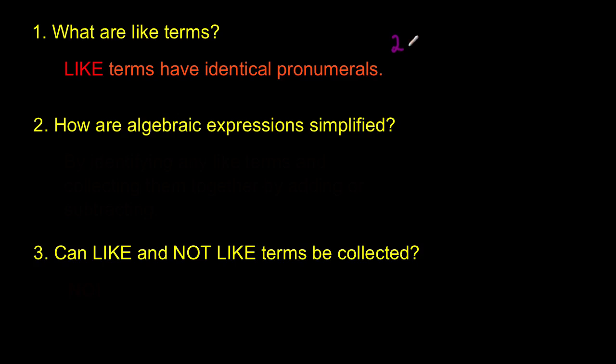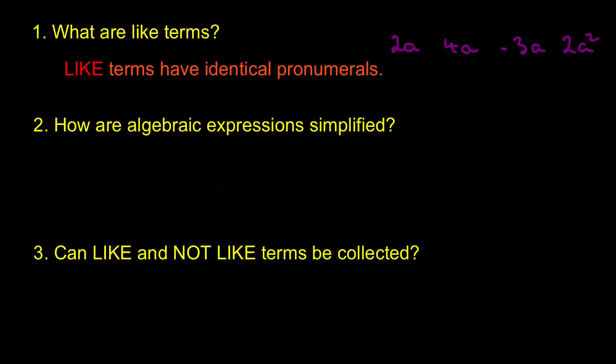So if I have the number 2a, a being the pronumeral, and I have another number like 4a, they are like terms. If I have minus 3a, that is also a like term. But if I have 2a squared, that is not a like term because the pronumerals are not identical.